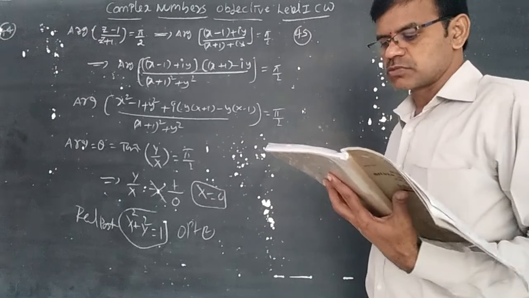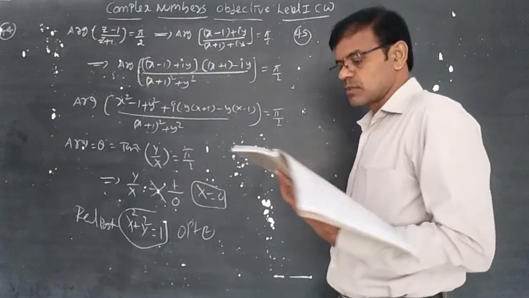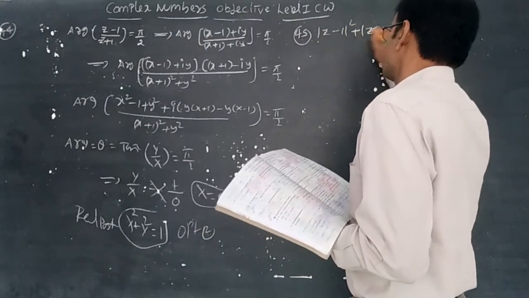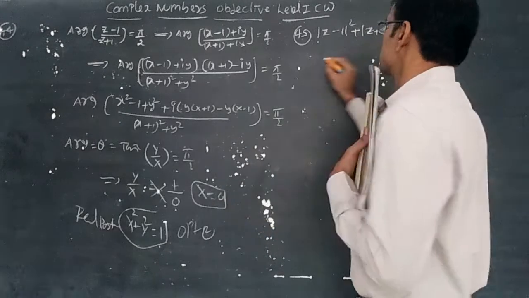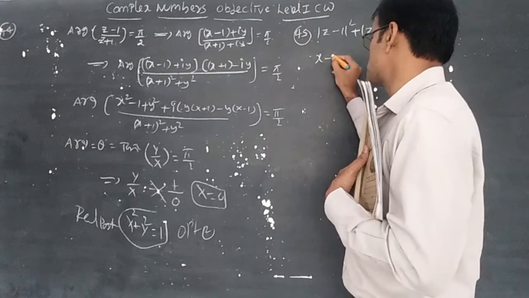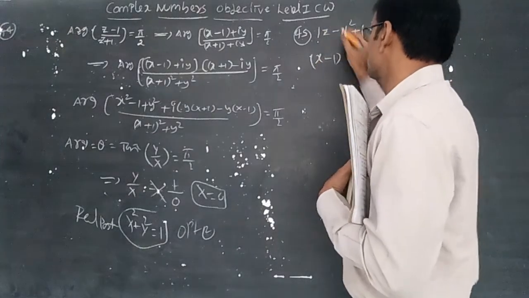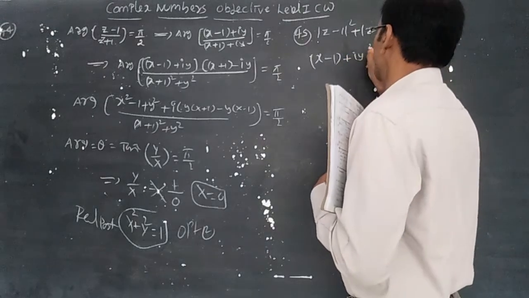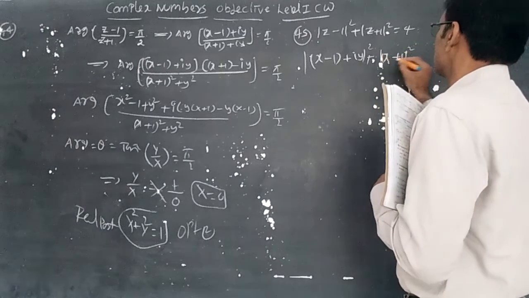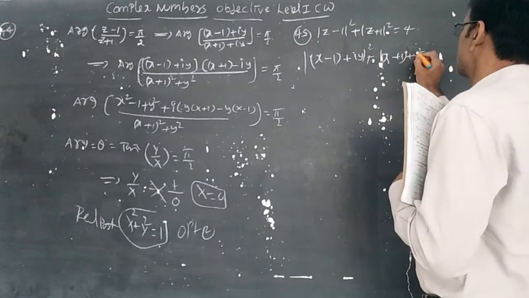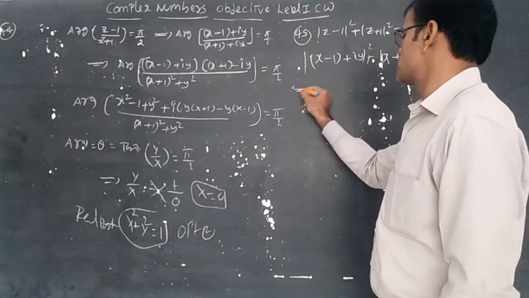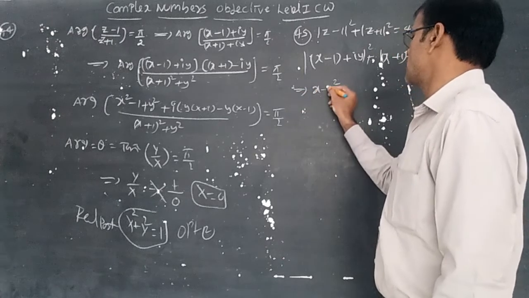45th question. P represents z is equal to x plus iy in the Argand plane: modulus of z minus 1 whole square plus modulus of z plus 1 whole square is equal to 4. If z is equal to x plus iy is any complex number, then substitute here: x minus 1 plus iy over modulus whole square, and here also x plus 1 plus iy over modulus whole square equal to 4. Modulus meaning root of component square plus component square. Whenever square is there, you no need to write the root.